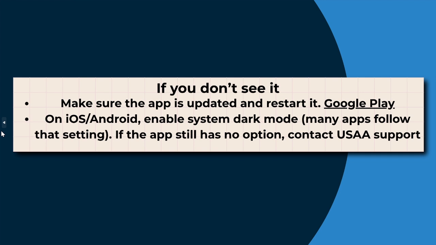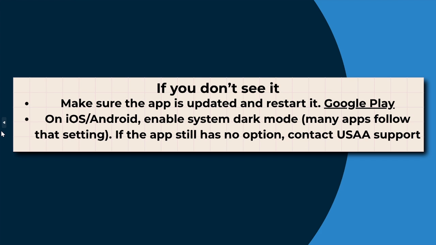If you don't see the dark mode option, don't worry. First, double check that your app is updated and try restarting it after the update. Sometimes simply turning your phone's system-wide dark mode on can also trigger the app to adjust accordingly. Many modern apps align with the device's theme, so this might just do the trick. If all else fails and dark mode is still elusive, reaching out to USAA support for assistance is a good next step as they can provide further guidance.